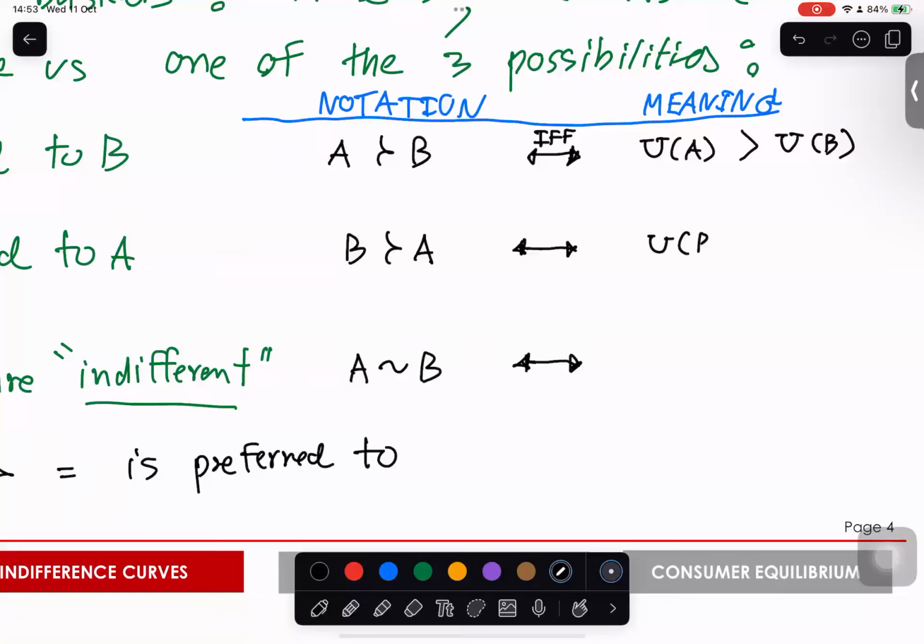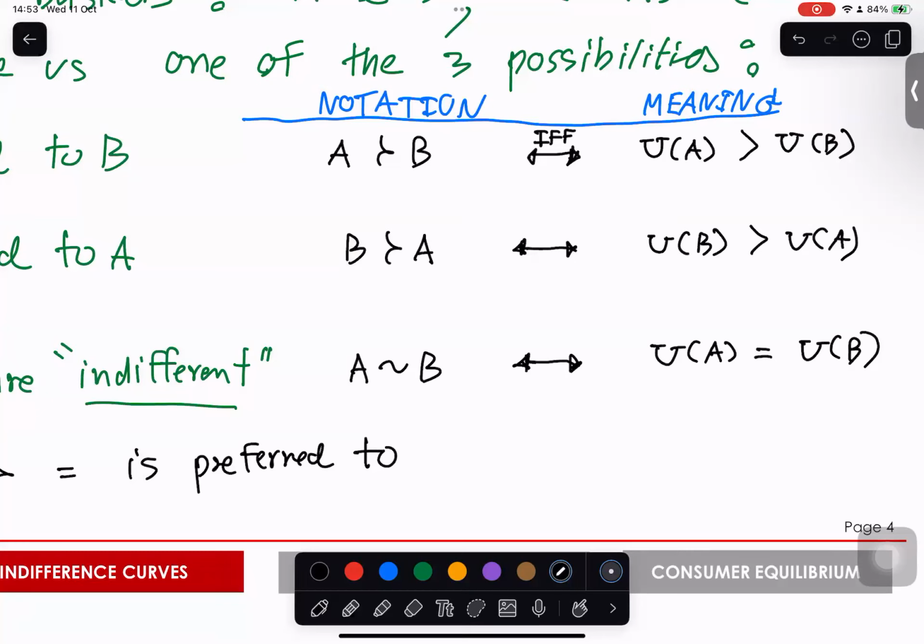And second, if he says B is preferred to A, that means he feels that satisfaction from having B is higher than satisfaction level from having A. And third, happiness derived from the two baskets is at the same level.